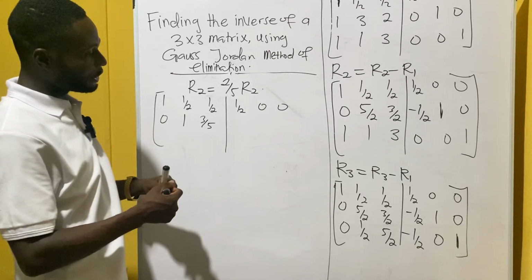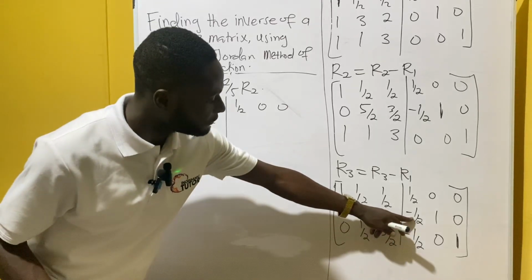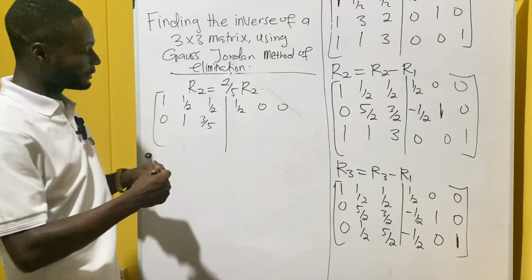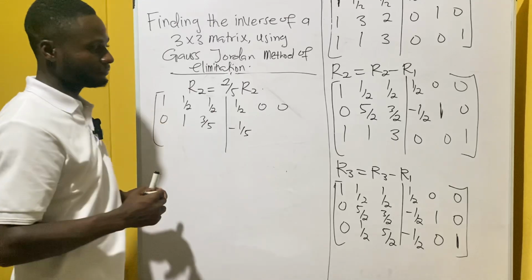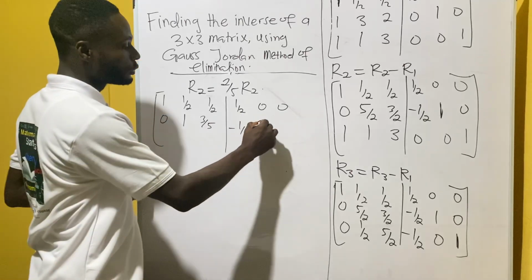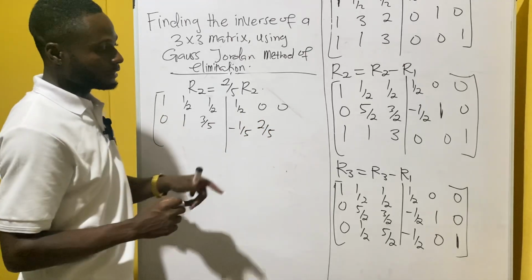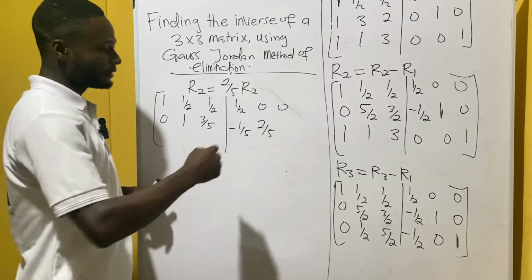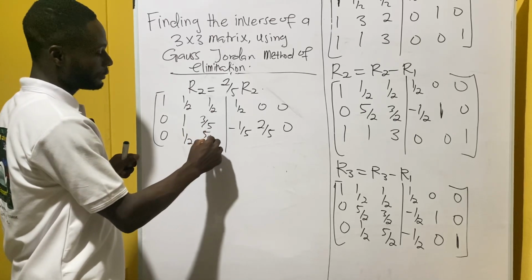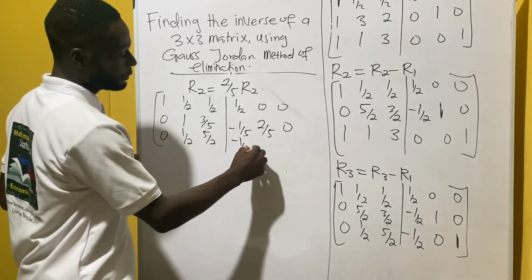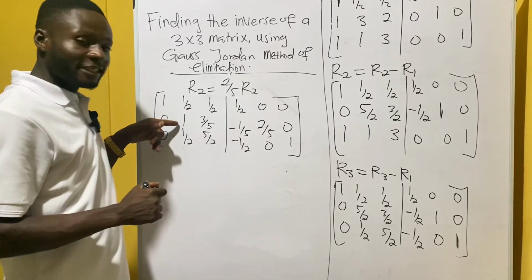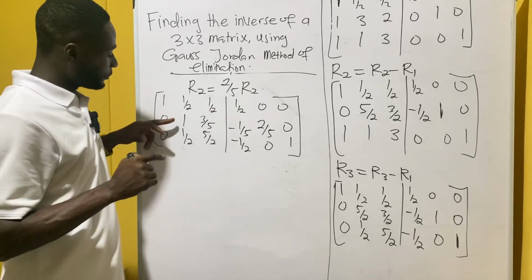And then we come here, negative 1 over 2 times 2 over 5, right? And that is negative 1 on 5. Then 1 times 2 on 5, and that is 2 on 5. Then 0 times 2 on 5, and it's still 0. Then we maintain the third row. 0, 1. Now, we have made the leading element on the second row 1, right?